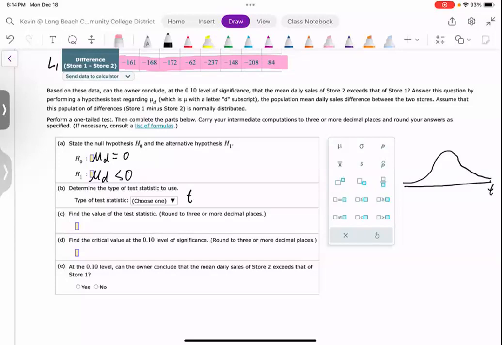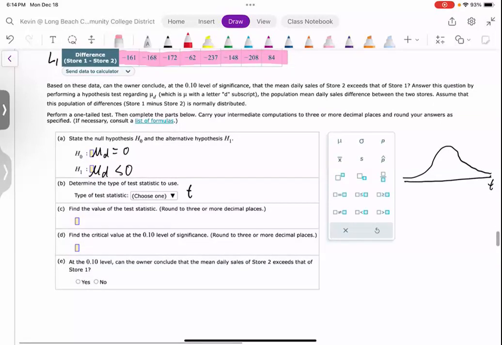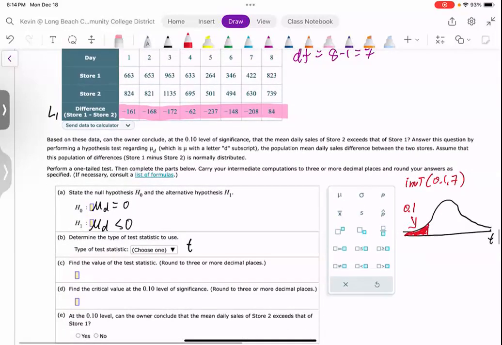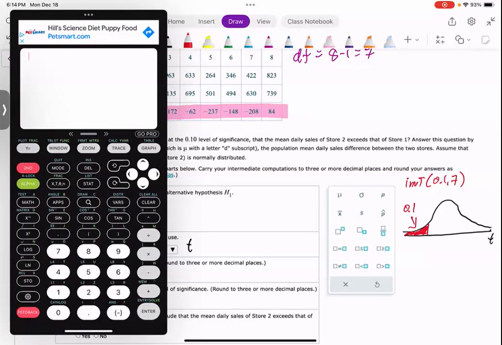And because it's less than, it's going to be a left tail test. And we are at 10%, which means I'm going to be using inverse t, 0.1, comma, and our degrees of freedom is 7, because there's 8 here. So let's go ahead and do that. So I'm getting negative 1.4149.